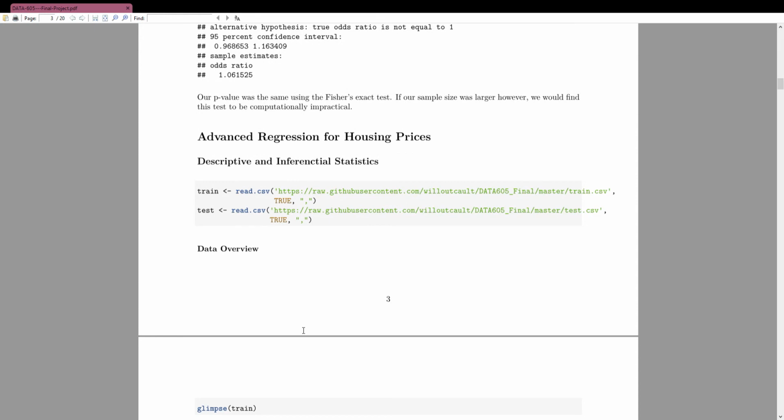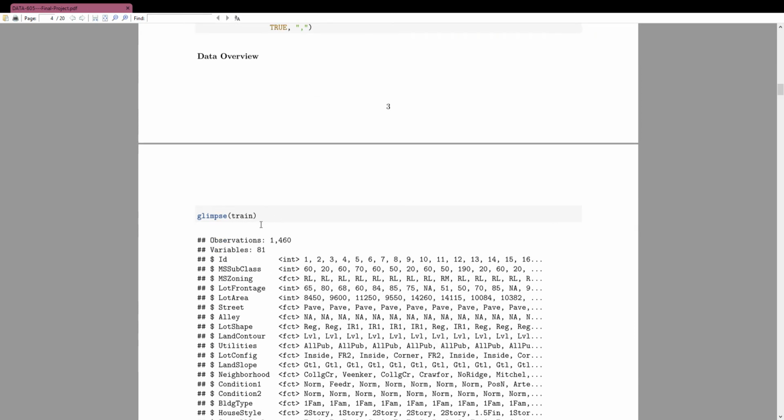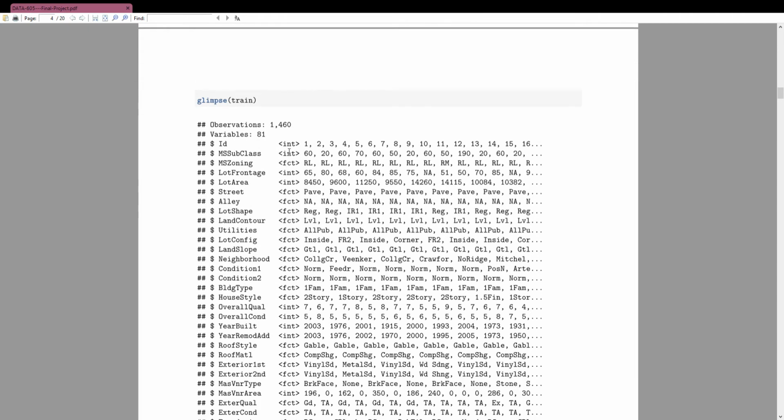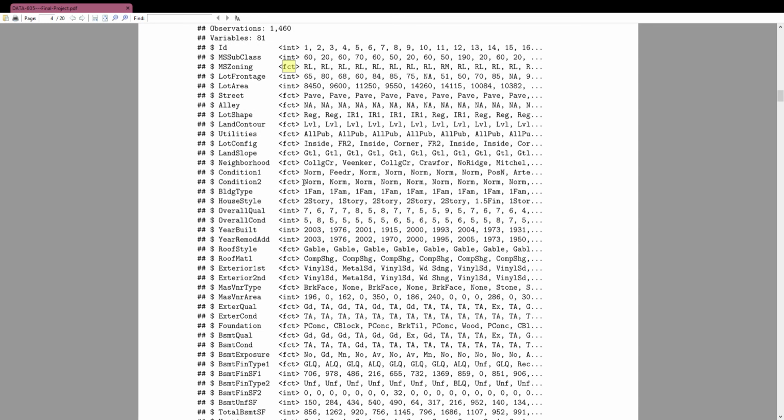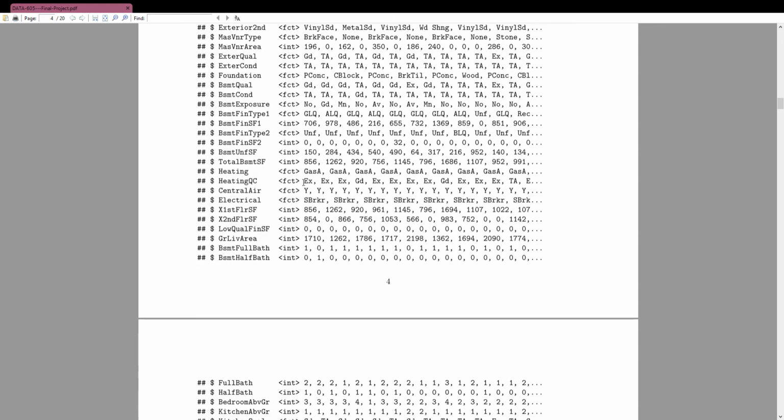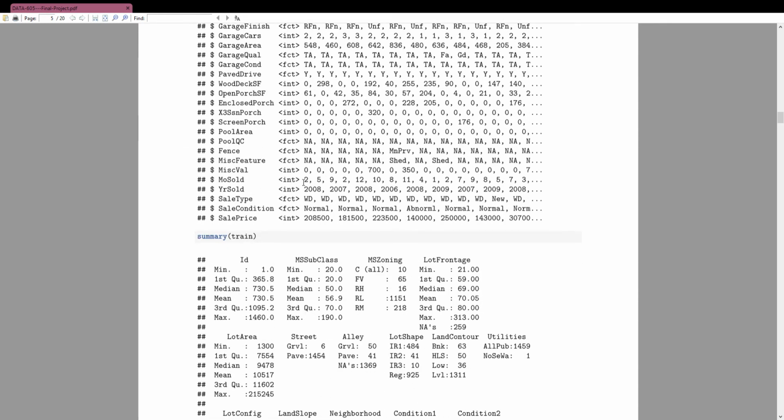Moving on to advanced regression for housing prices. This part we are really only using the training data set. However, I did load in both, but let's look at the training data set. You see it's 1460 rows by 81 columns. And what I like about this, it shows you the data type for each column. Scrolling through, you see we have integers and factors mainly.